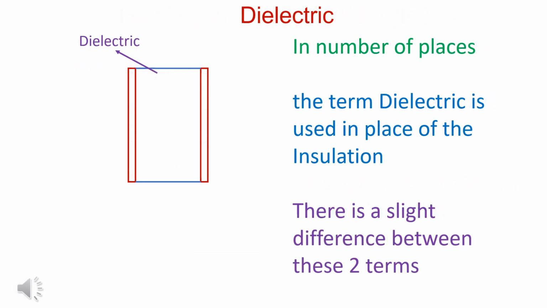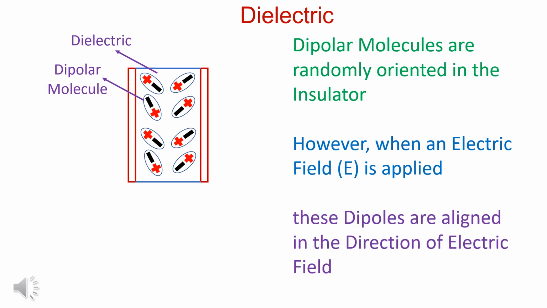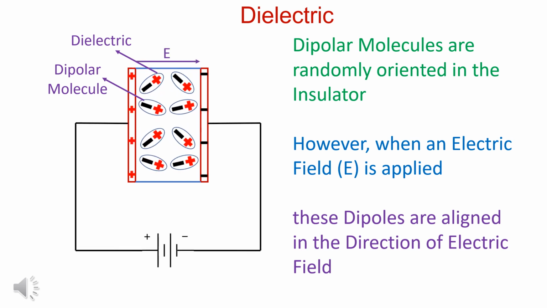Invariably, the term dielectric is used in place of the insulation. There is a slight difference between these two terms. Dielectric has dipolar molecules. Dipolar molecules mean that positive and negative charges in the molecules are separated by a distance. Normally, these molecules are randomly oriented. These are aligned in the direction of an electric field E when electric field is applied.